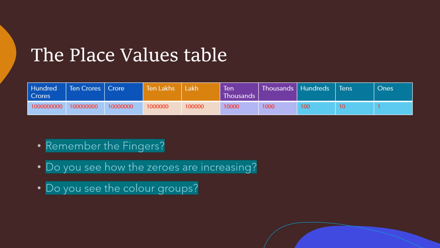And how do you see the numbers changing? Under ones we have got 1, and then we multiply it by 10, it becomes a 10. We multiply it by a 10, it becomes a 100. We multiply it by a 10, it becomes 1,000. Again multiply by 10, it becomes a 10,000. So we can see that the numbers are increasing in multiples of 10.